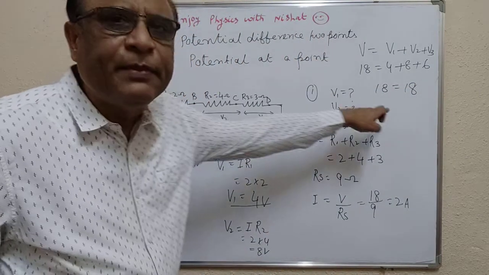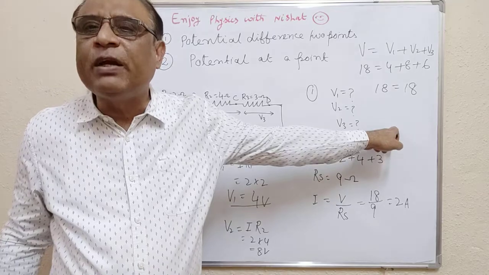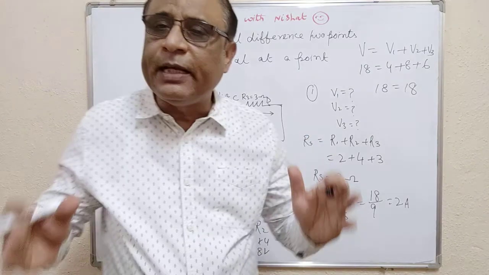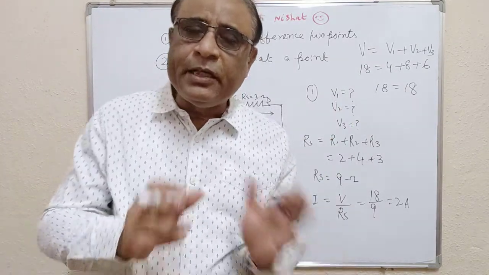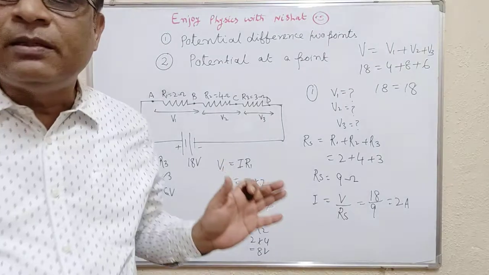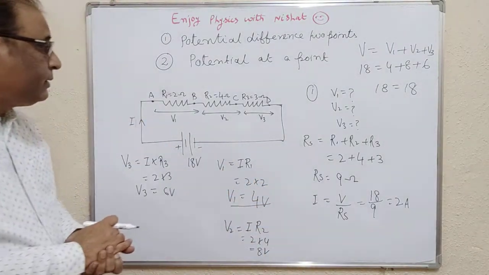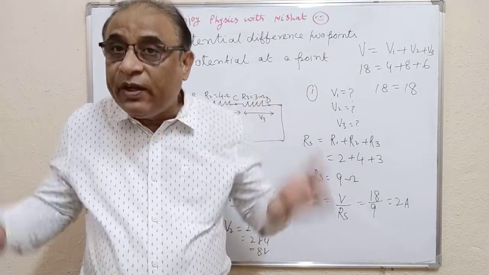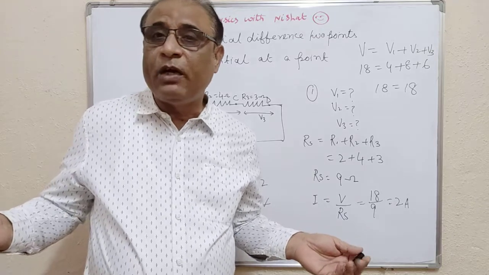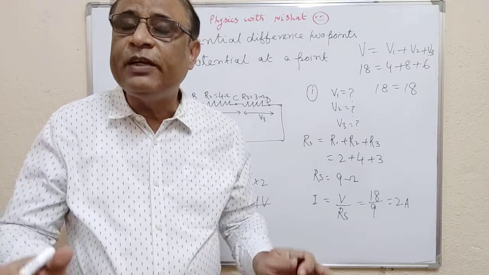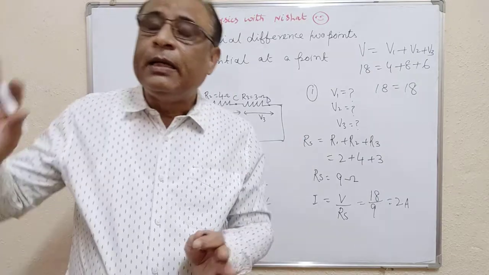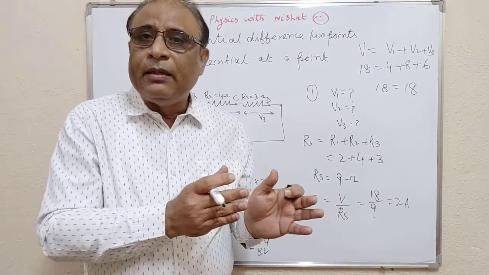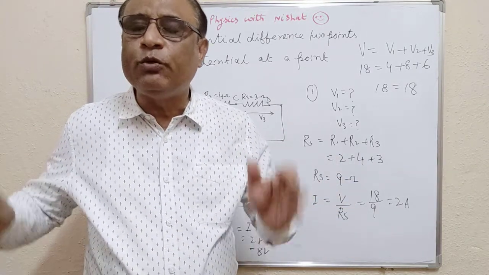No need to do this in the examination. It is only to check whether you have done it correctly or not. If the total potential drop on the individual resistances in series, their sum, is equal to the supply, then you have done it correctly. But here, Ohm's law gives you the way to find out potential difference, because by Ohm's law, potential difference between two ends of a conductor is directly proportional to the current, or current in a conductor is directly proportional to the potential difference.